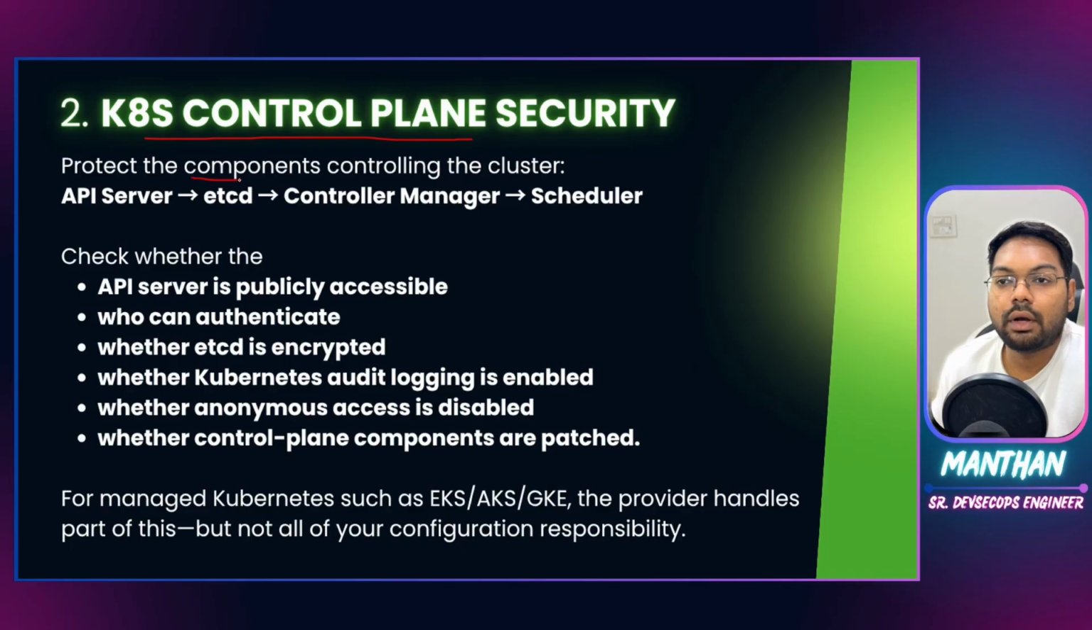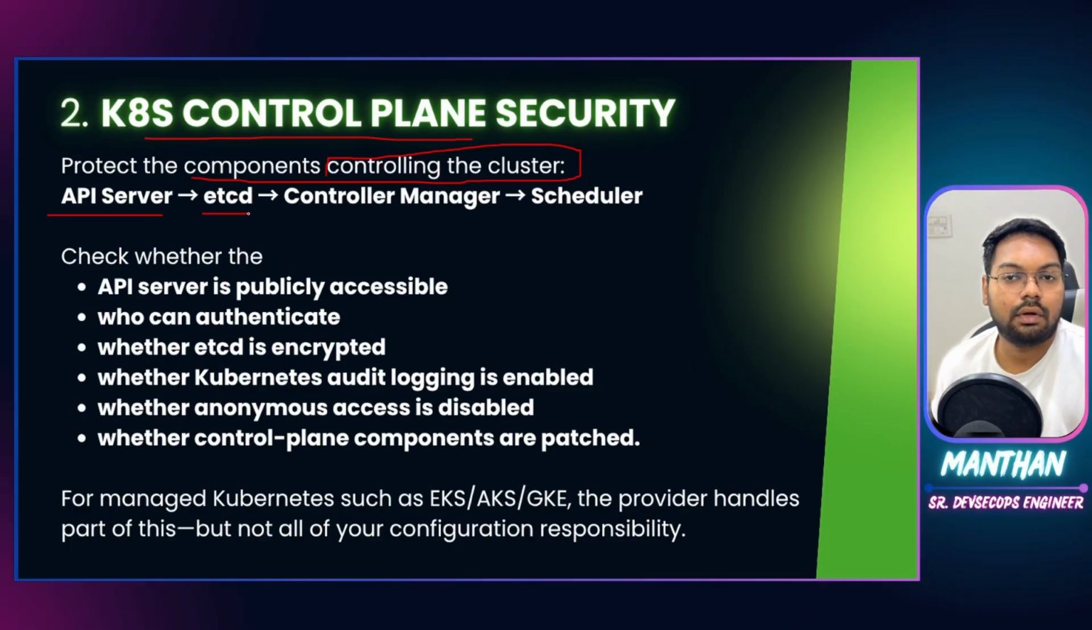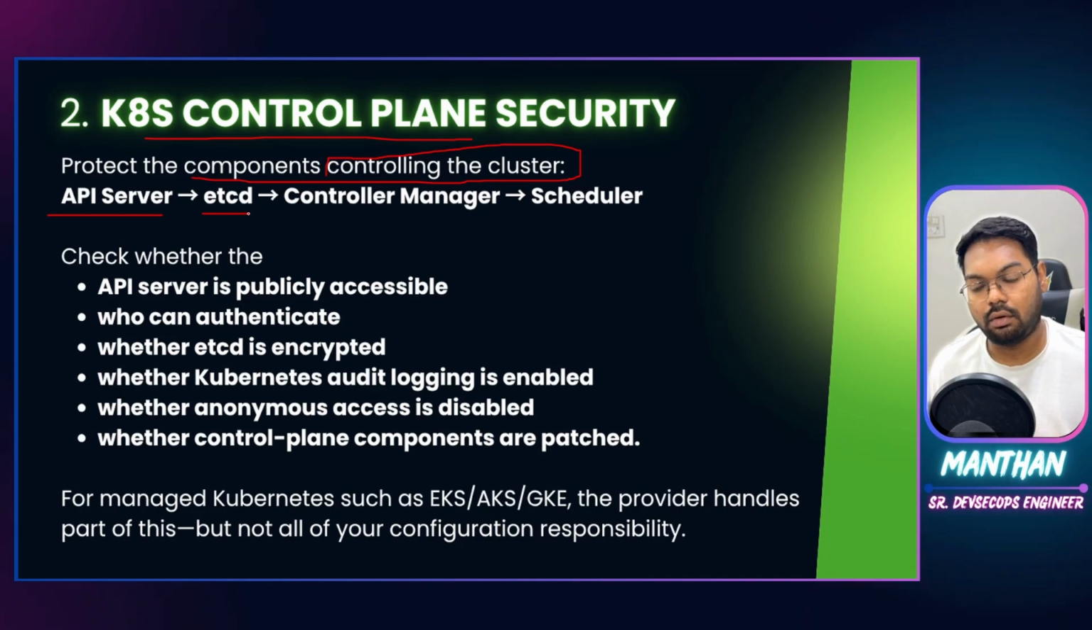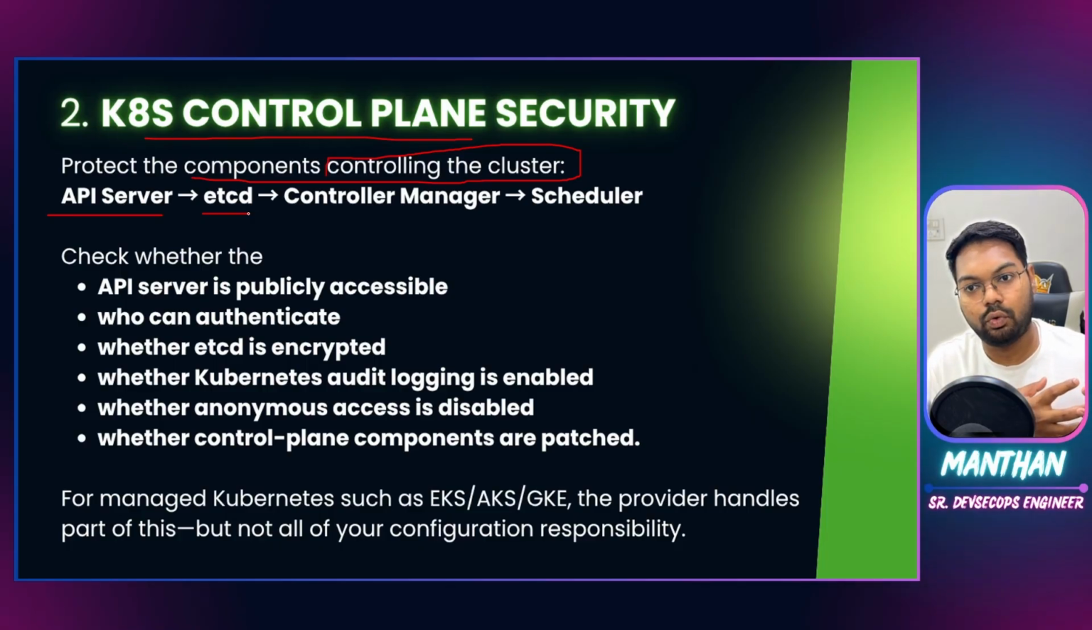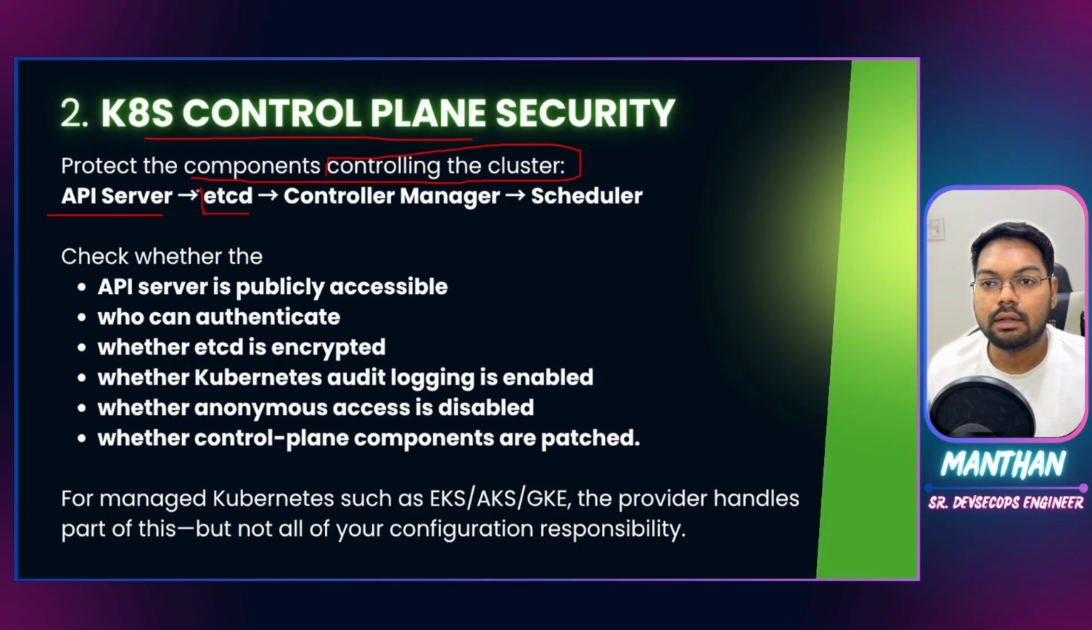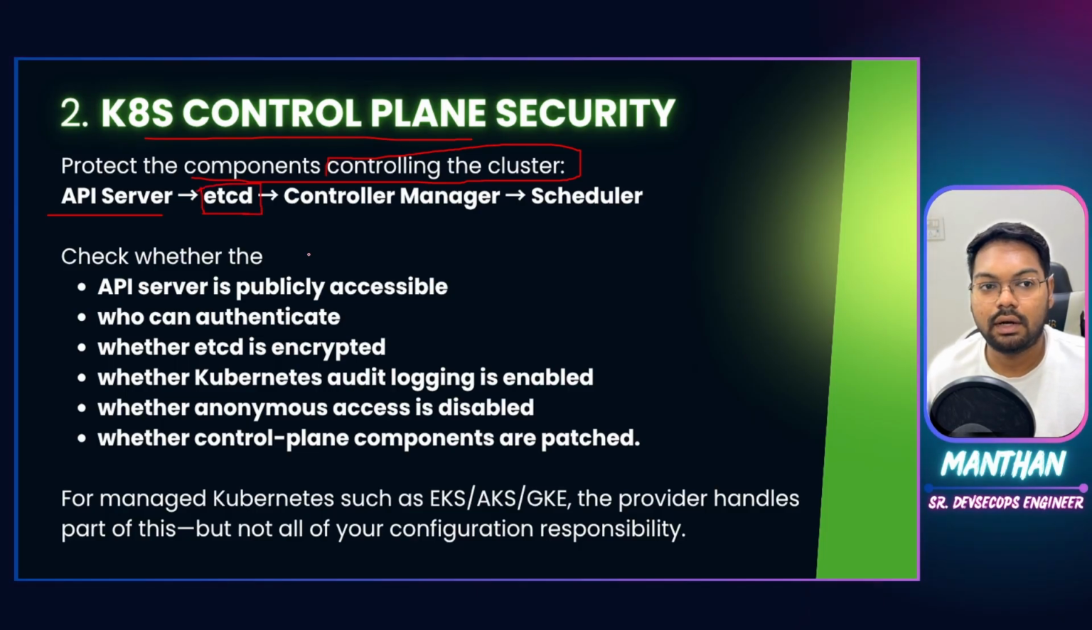You need to protect the components that control the entire cluster. So what are those? The API server, kubectl, or curl requests to the API server. Only those people with the proper authority or permissions should be able to communicate with the API server. You need to create RBAC policies and all of these different things. Then etcd, which is the brain of the cluster. Whatever goes inside the cluster goes only through this. Then the controller manager and the scheduler, where pods are getting scheduled.